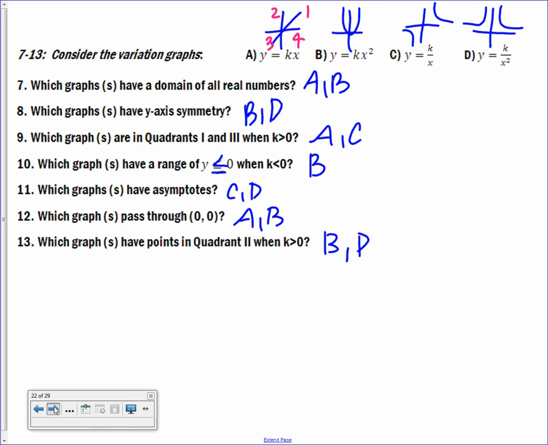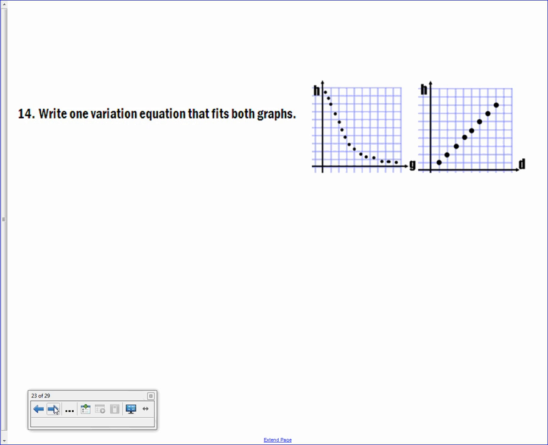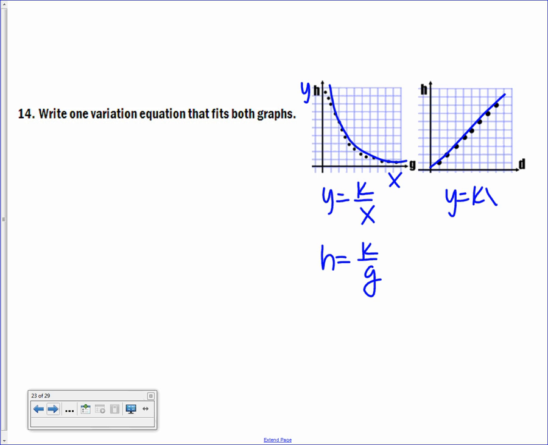One more for this chapter is to write the variation that fits both graphs. Hopefully you can see that this first one is an example of inverse variation, so that was usually y equals k over x or k over x squared. Here though we have g and h, so this is really going to be h equals k over g or over g squared without exact data points you could pick. But the second one is exactly a straight line, which would be y equals kx.